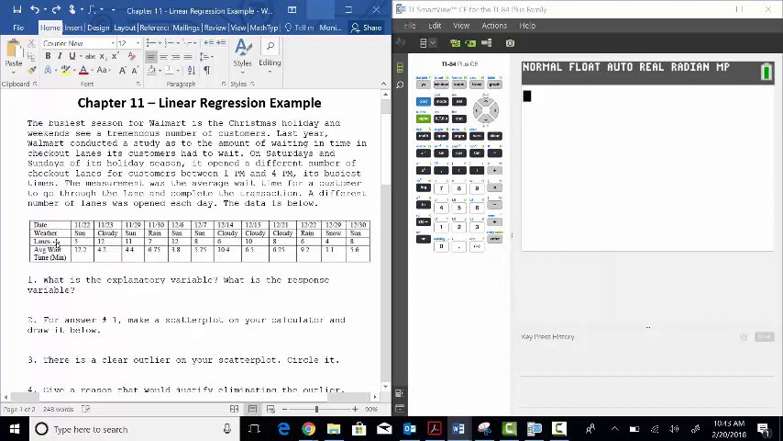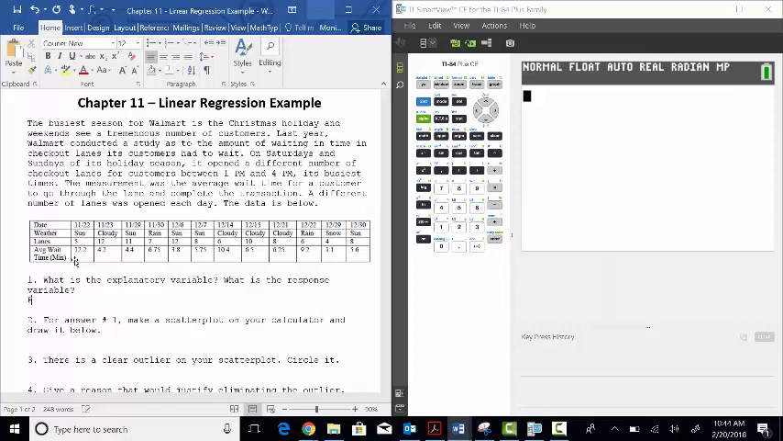So here's all of our data. They give us the weather, the number of lanes open, and the approximate wait time per customer. The first question says, what's the explanatory variable? Well, the explanatory variable, you have to remember, is what is explaining what's happening. So if we're talking about lanes versus wait time, the number of lanes open explains the wait time.